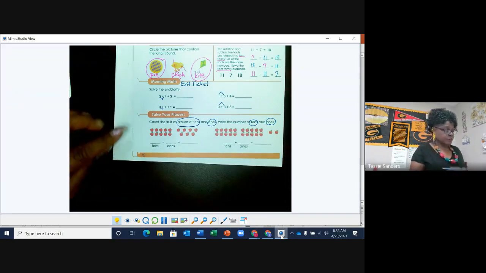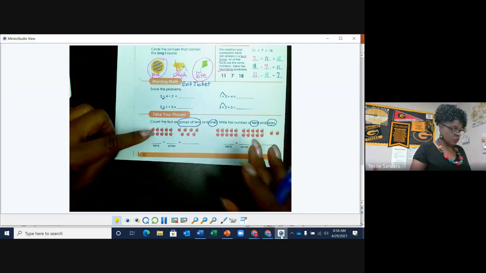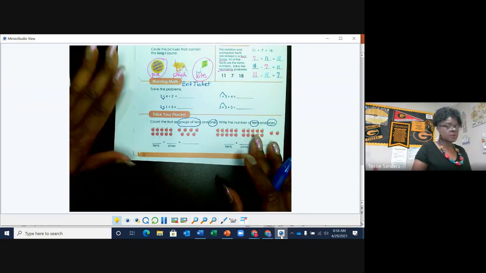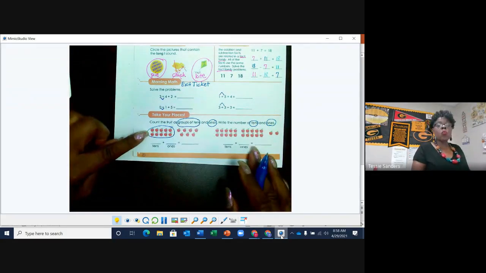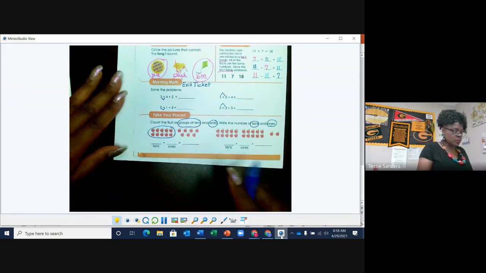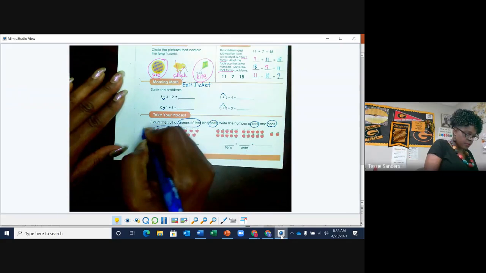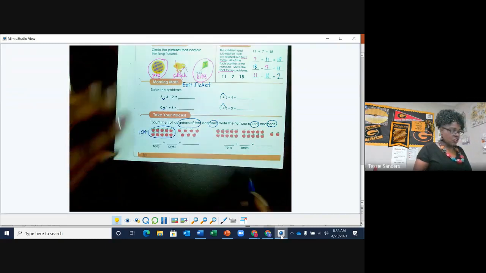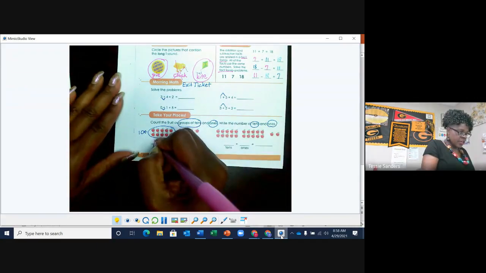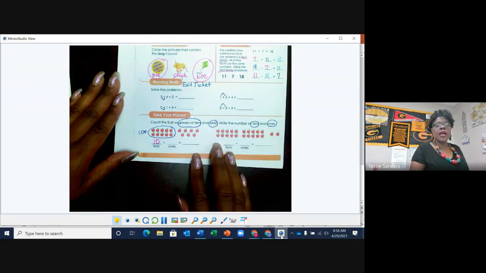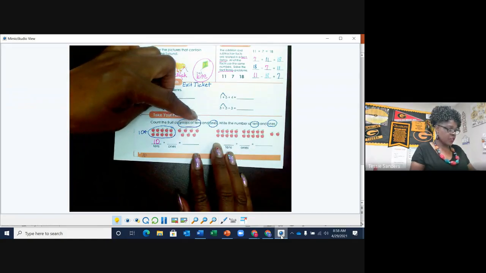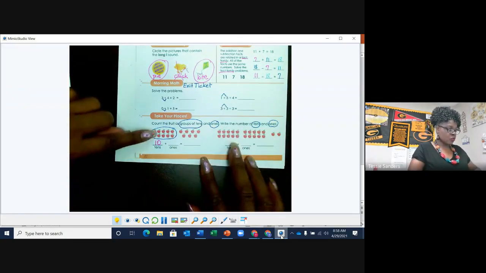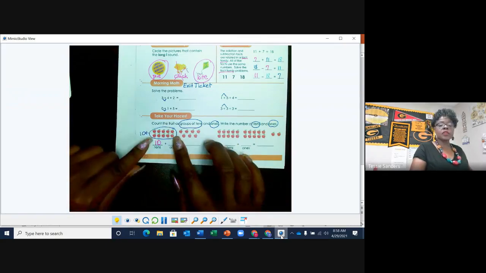So let's begin. Take a look. 2, 4, 6, 8. What is it? This one group will equal 10. Good. So you write 10 on the line. See, count the fruit as groups of 10. This is a group. 2, 4, 6, 8, 10. This is a group.